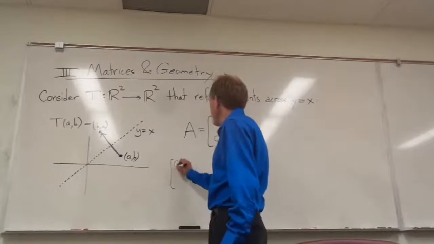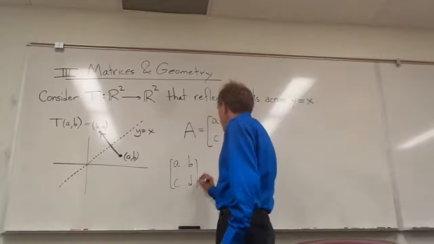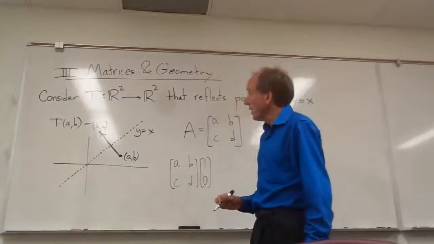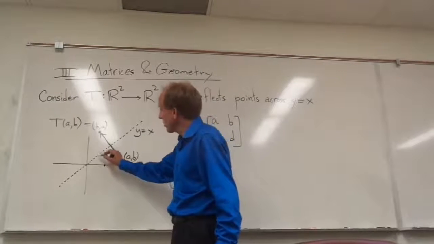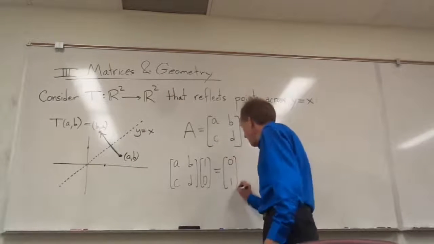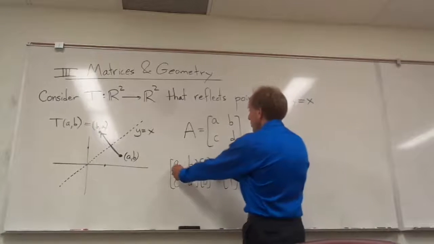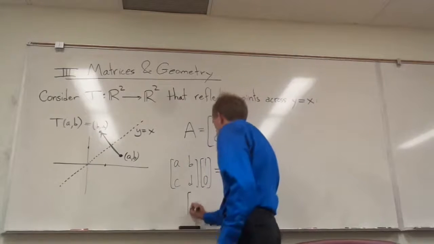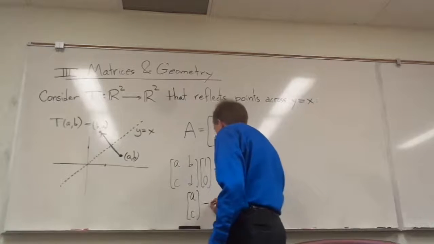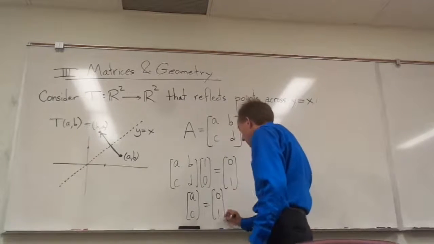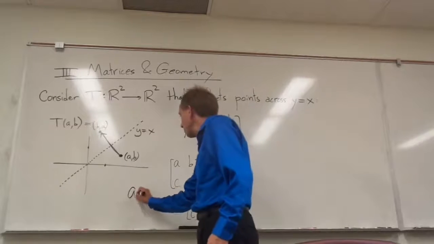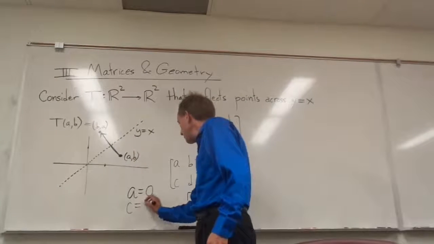If we take the matrix a, b, c, d, and we take an input, let's say the point (1, 0), when I reflect the point (1, 0) across the line y equals x, it's going to become the point (0, 1). If I do the matrix calculation here, the vector I get on the left is just the vector (a, c). I'm just using matrix multiplication to figure that out. The conclusion is that the two entries have to agree: a has to be 0 and c has to be 1.